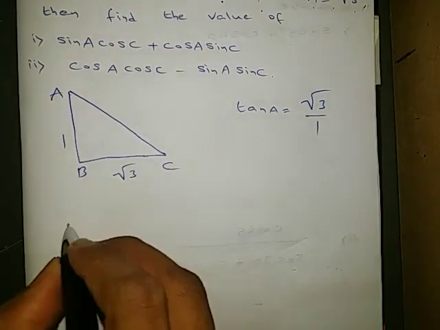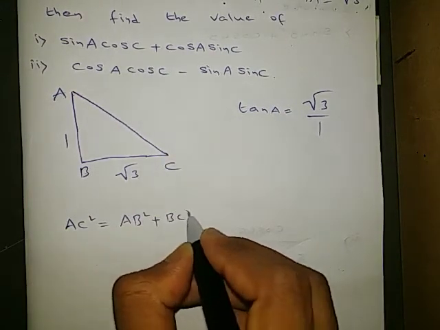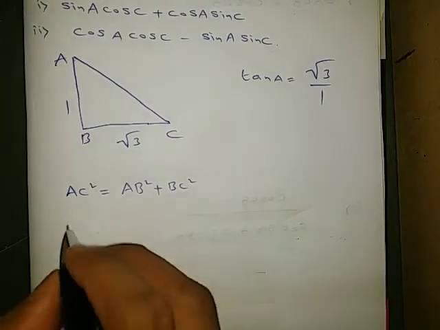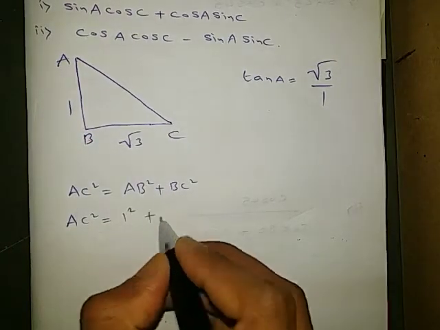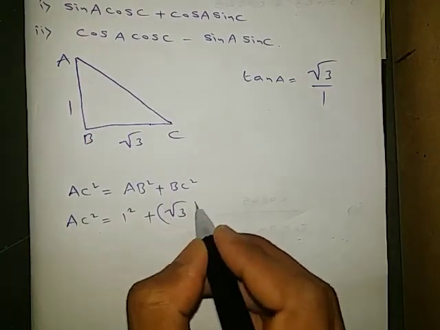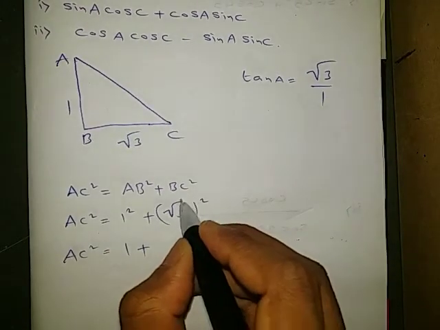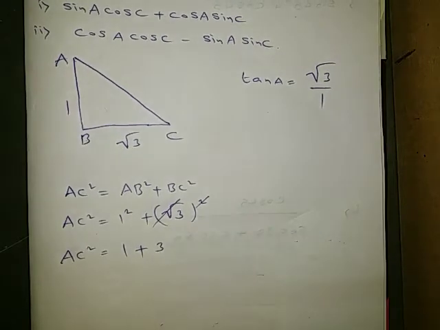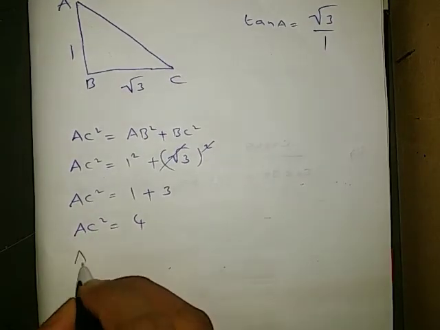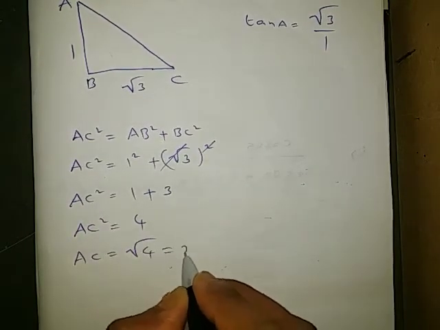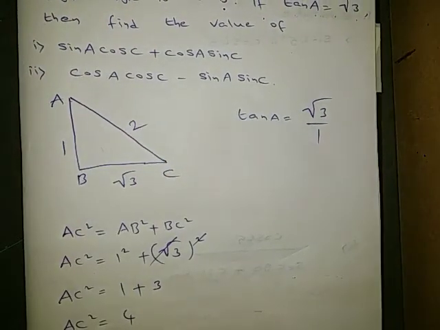If we apply the Pythagoras theorem, AC square is equal to AB square plus BC square. AC value we don't know, so I am writing it as it is. AC square is equal to AB is 1, so 1 square, plus BC is root 3, so root 3 square. AC square is equal to 1 square is 1, plus square root and square get cancelled, so we remain with 3. AC square is equal to 1 plus 3, 4. Then AC is equal to root 4, nothing but 2. So the value of the hypotenuse is 2 units.